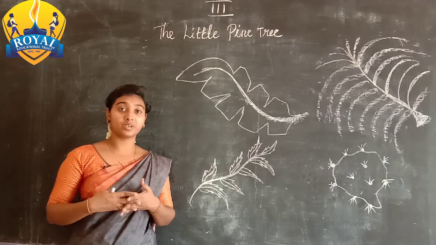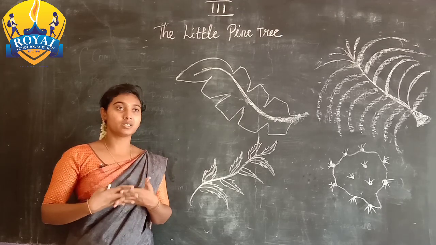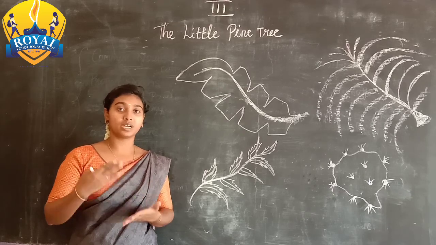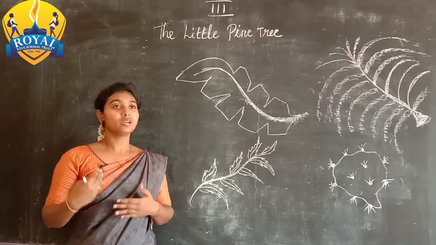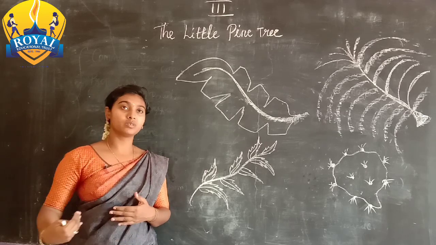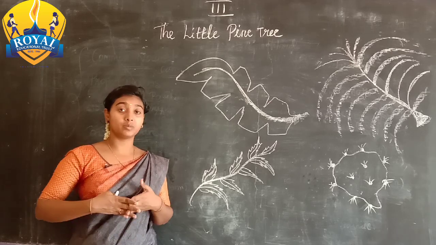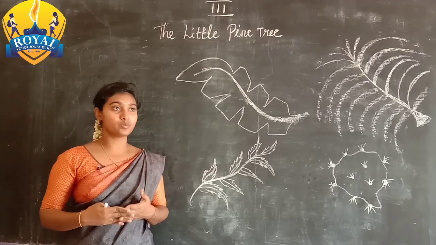So he became very happy. He is laughing and enjoying a lot. He is admiring his beauty. At that time, what happened? A goat came. The goat was hungry, very hungry. He was searching for leaves.